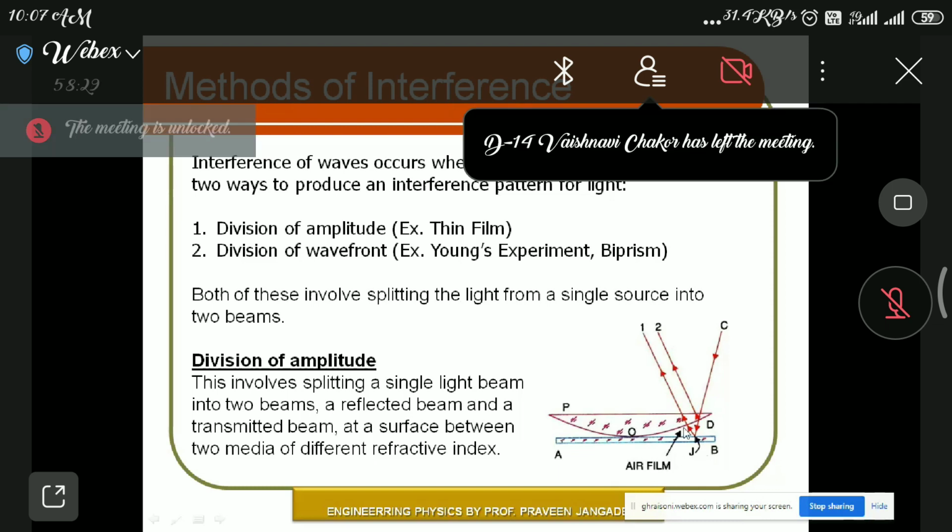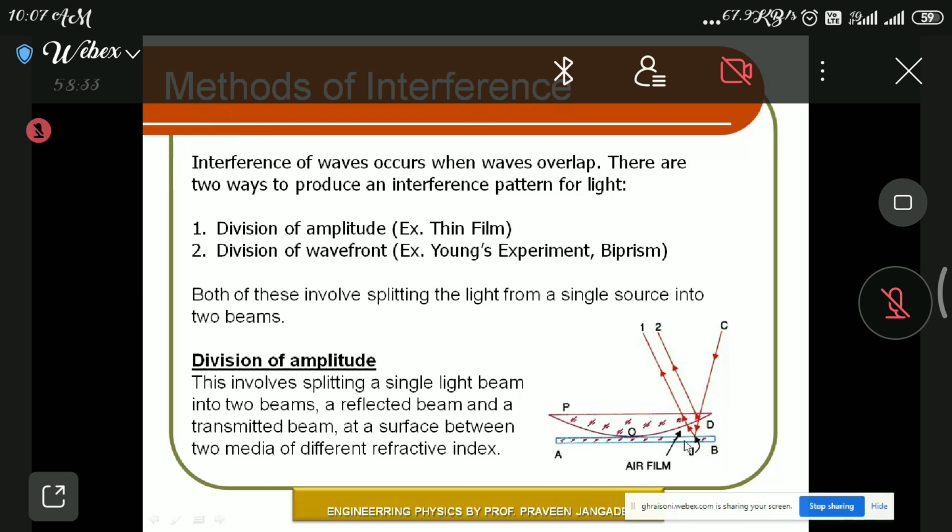So at the sideways, whichever gap is there, that gap is filled up by the air medium, and that air medium is also called the air film. Now why is it an air film? It is because it satisfies the condition of thin film. Therefore it becomes an air film. Is it clear to everyone?